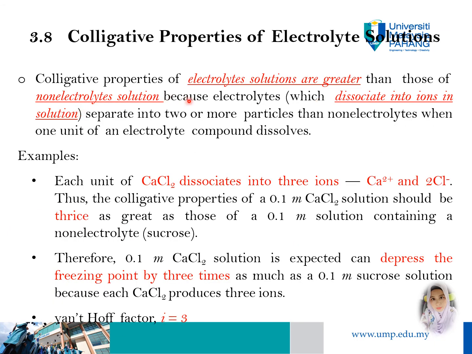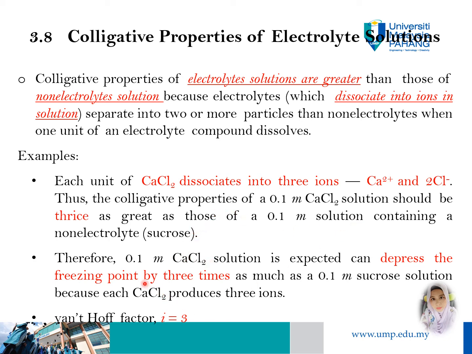The colligative properties of an electrolyte solution are greater than those of a non-electrolyte solution because the electrolyte dissociates into ions in solution. For example, calcium chloride dissociates into three ions, which is one ion of calcium and two ions of chloride. So a 0.1 molal calcium chloride solution should have a greater effect than a 0.1 molal solution containing a non-electrolyte, for example sucrose.